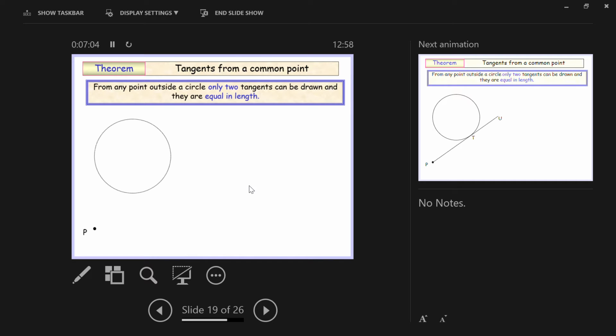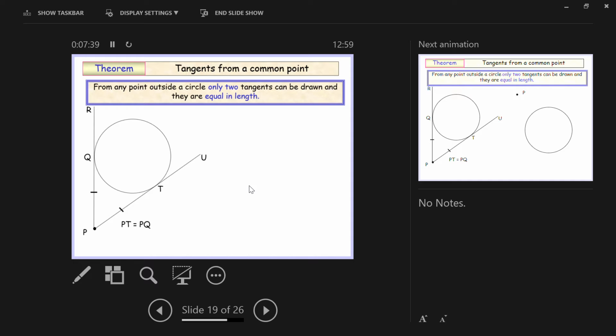Nou kom ons kyk gou na hoe hy lyk. Daar's my sirkel. Okay, so hier's my eerste raaklyn. Now, if I take point P, as ek van P af ook 'n raaklyn gaan trek. There we go. Then the distance from P to where it touches the circle at T, en die afstand van P tot waar hy die sirkel raak by Q, daai twee afstande gaan dan presies dieselfde wees. Okay. So PT is equal to PQ.